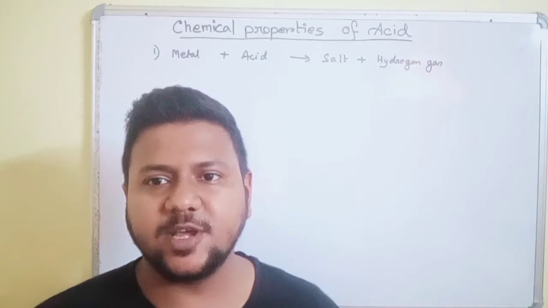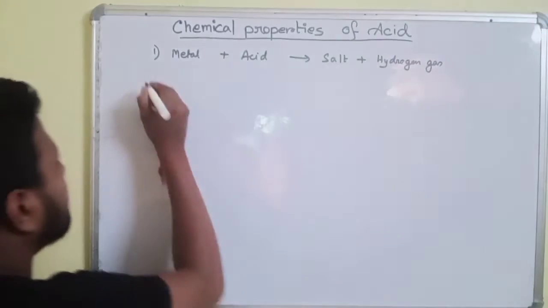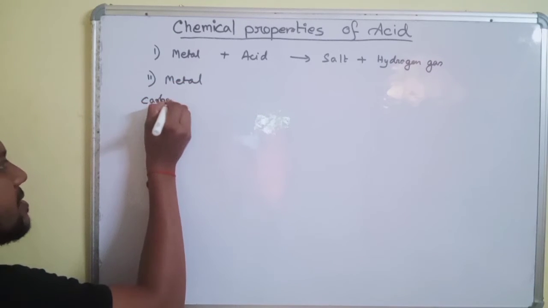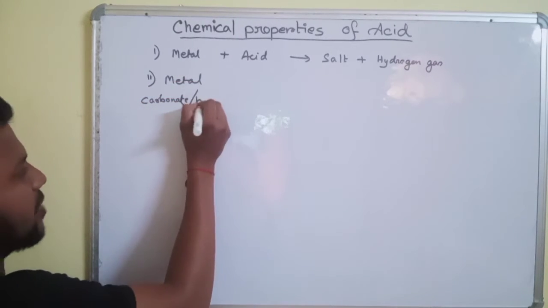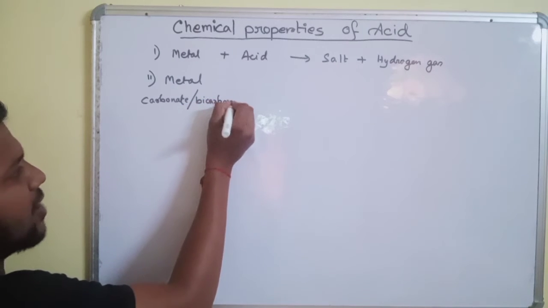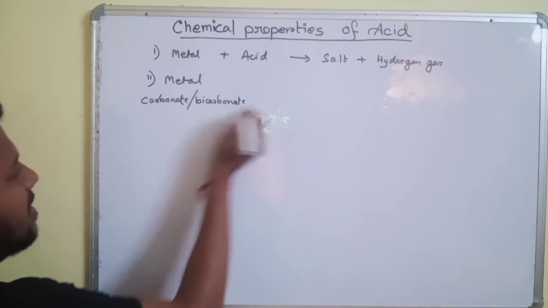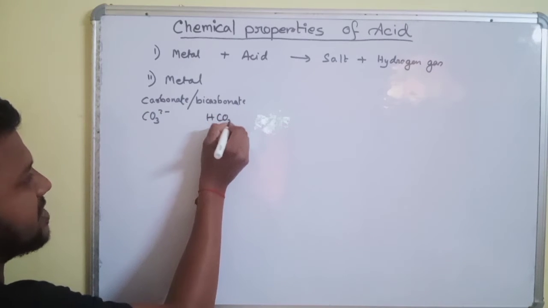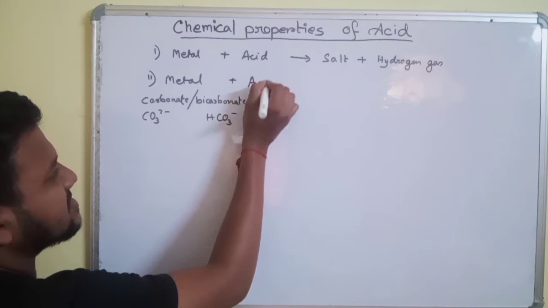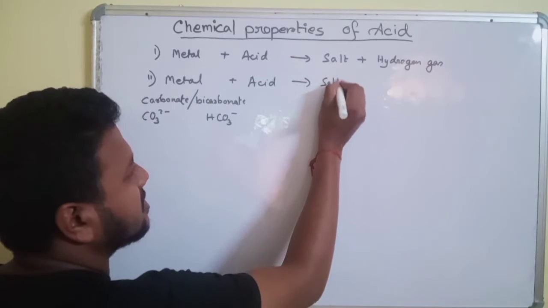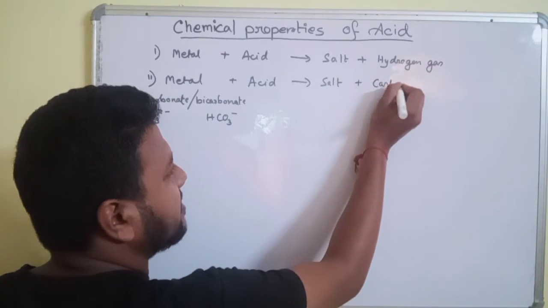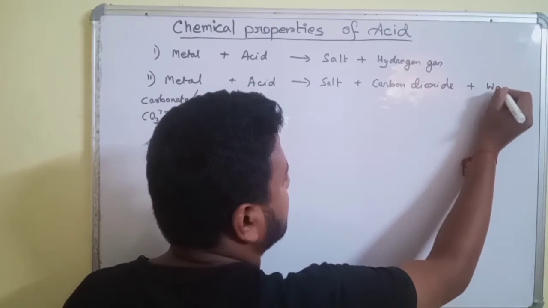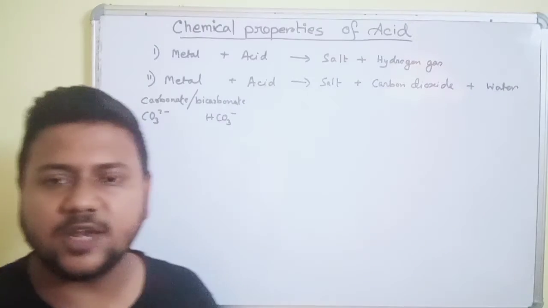Coming up to the next chemical equation, where we will see a metal carbonate or bicarbonate. I hope you know the particular radical formula. This is CO3 2 minus and this is HCO3 minus. When they react with an acid, they liberate salt, carbon dioxide and water. Okay, this is the second chemical reaction that we are learning.